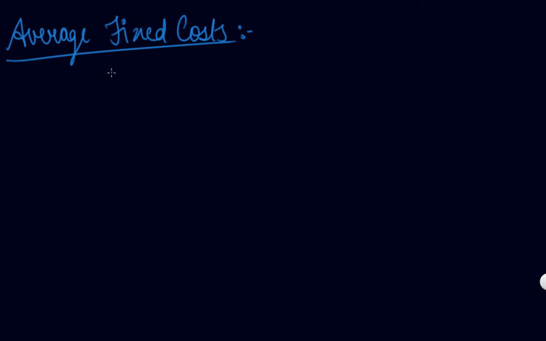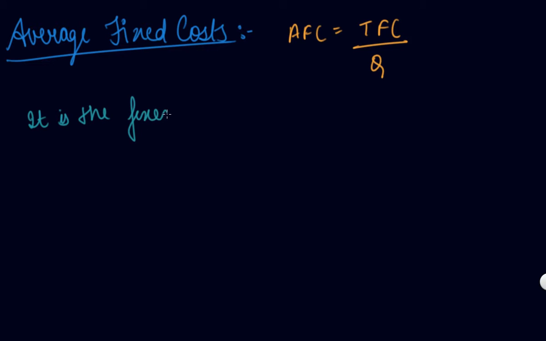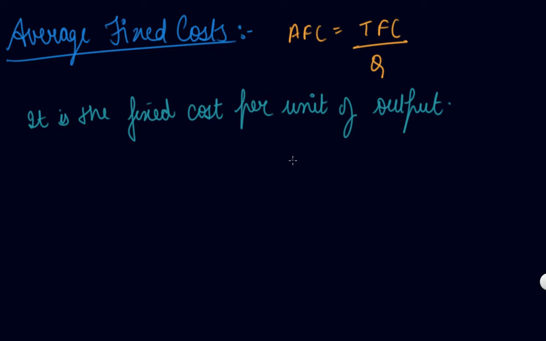In this video, let us understand what is your average fixed cost. See, your average fixed cost is equal to your total fixed cost divided by the output, or the quantity of output. So, we can write it as your average fixed cost, it is the fixed cost per unit of output, right? So let us see with the help of an example.